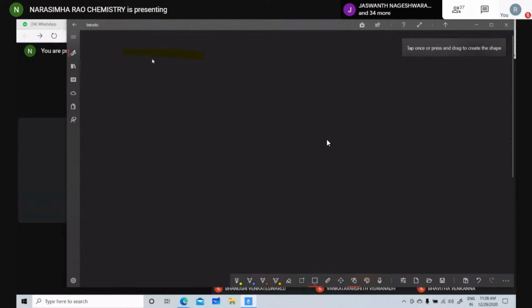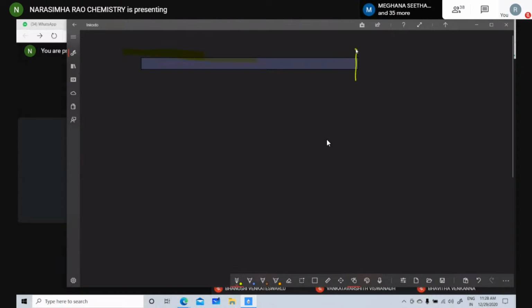Right, children. Now, what I'm taking, if I am taking the Kc value, it may be greater or lower. Its value may be expressed generally in between 10 power minus 3 to 10 cube.